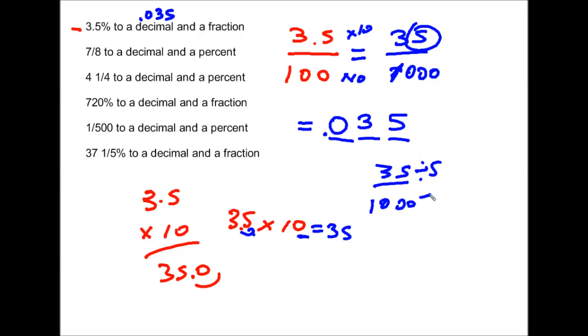Now let's take my fraction, 35 over 1,000, and simplify it. So I'm going to divide the top and bottom by 5. 35 divided by 5 is 7. 1,000 divided by 5 is 200. And I can't simplify that any further, so my fraction is 7 over 200. Okay, so that's the first one.